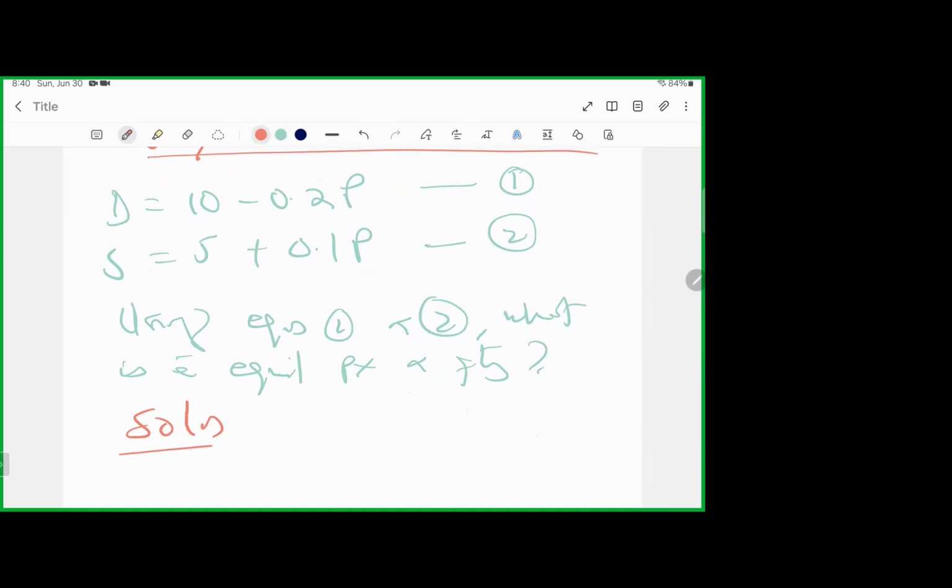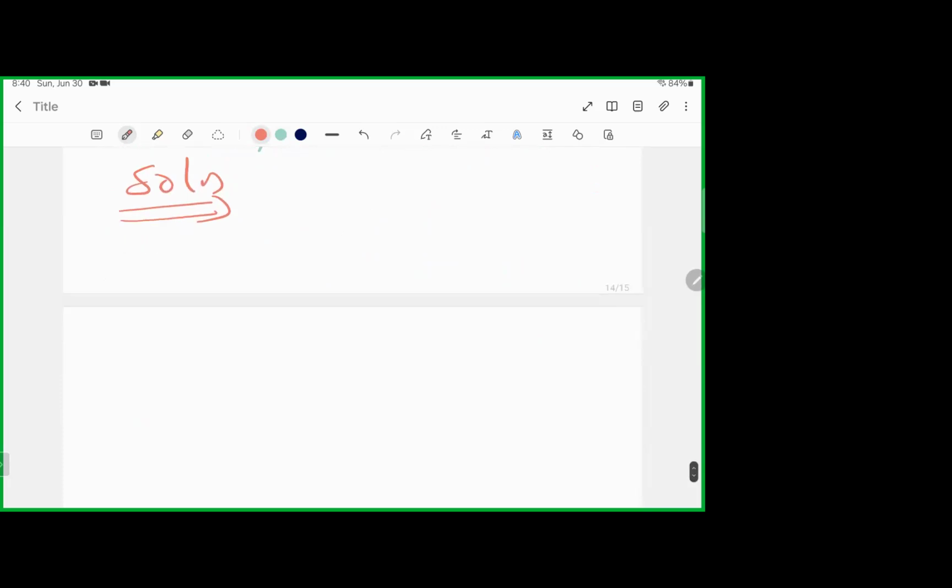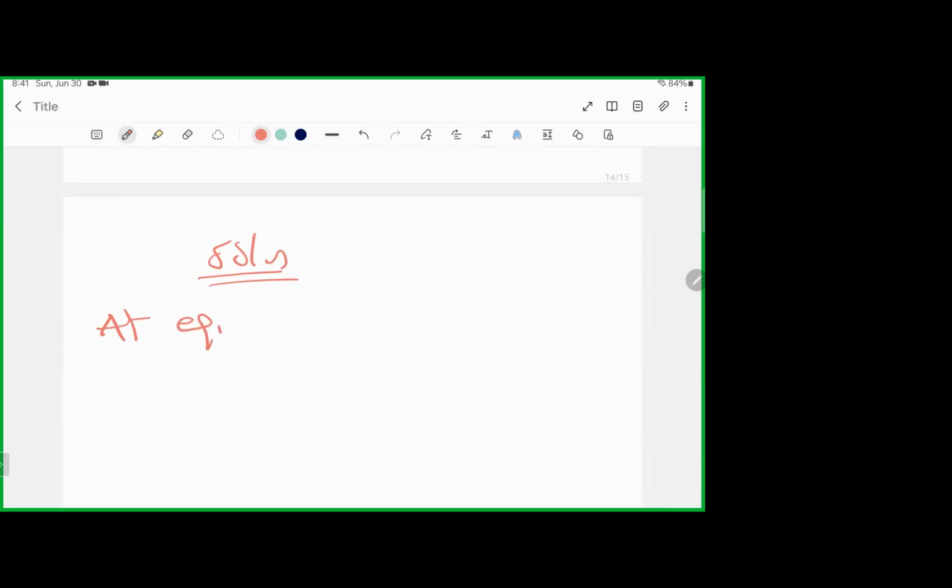So we have the solution. You will know that at equilibrium, so let's go to the next page and do the solution. At equilibrium, please note, demand is equal to what? It's equal to supply.